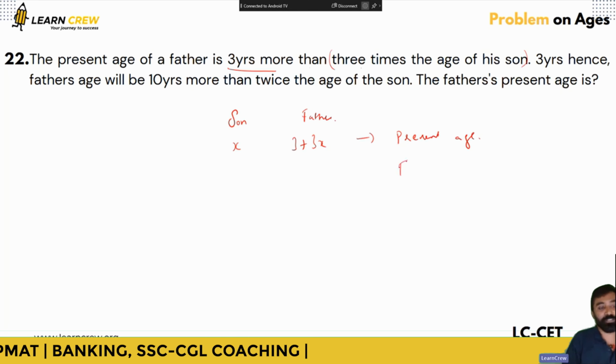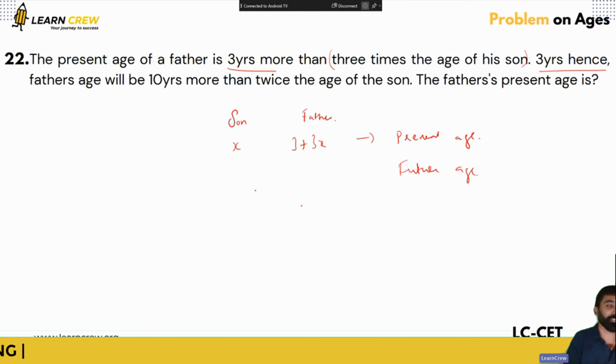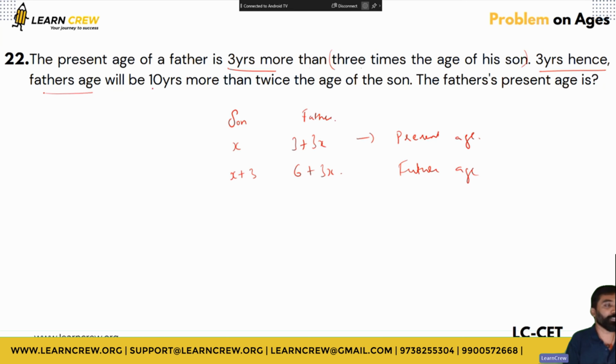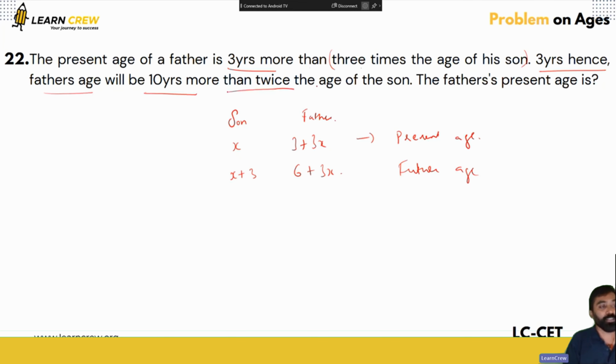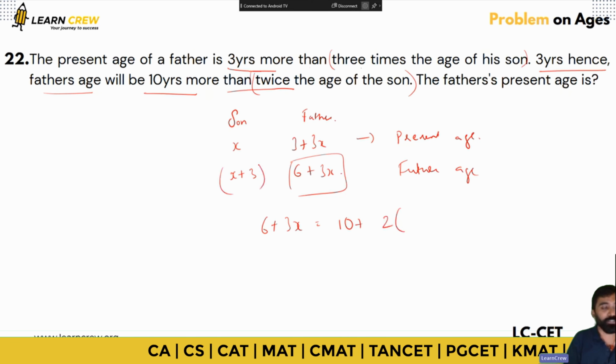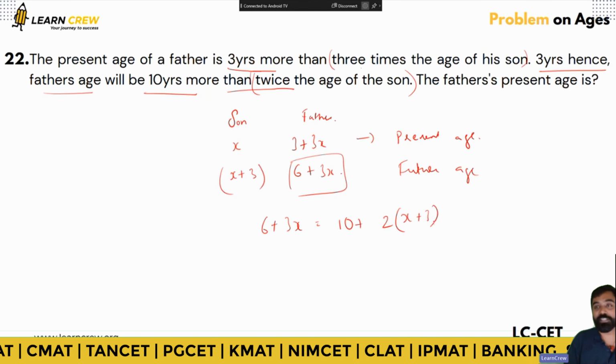So now we need to check the future age. 3 years hence means after 3 years, what will be the age of son? X plus 3. Father's age will be 6 plus 3X. Now the next sentence given is 3 years hence the father's age will be 10 years more than twice the age of his son. The age of his son is X plus 3, twice the age of his son.